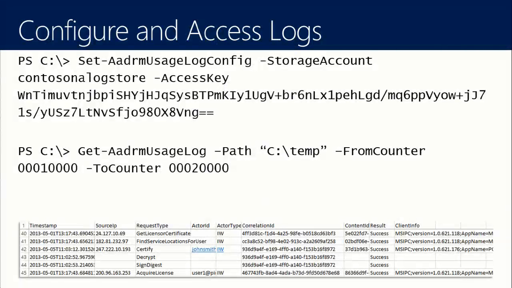And below is a basic version of the type of logs you'll get. Here you're seeing essentially all the basic RMS transactions. One is from bootstrapping, being able to discover where the service is, and you're getting a request in there to decrypt content.